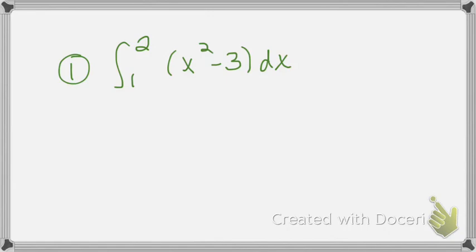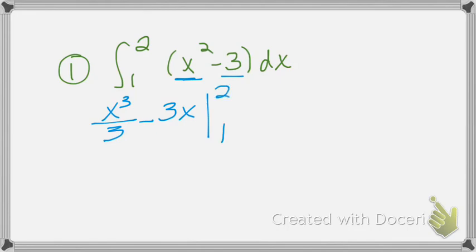So let's talk about it here. You start off by finding the antiderivative. Here you'll use your power rule, x to the third over 3. Then you find the antiderivative of 3, which is just 3x. And then you evaluate those at 1 and 2.